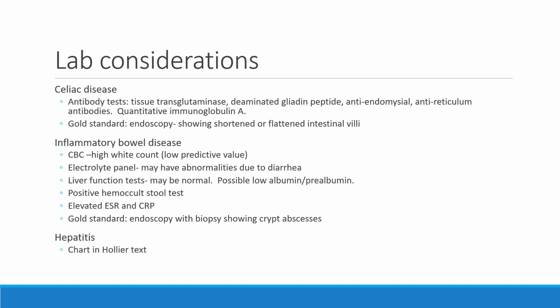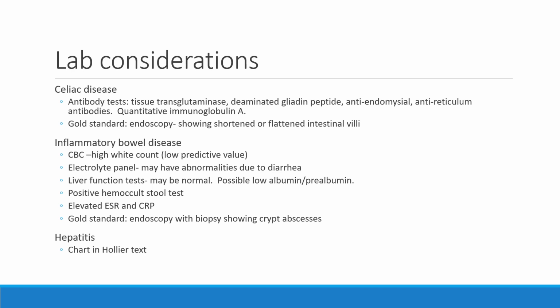There are some lab considerations that we need to think about in our patients who present with abdominal complaints, and I'm going to talk briefly about these. With celiac disease, this is an autoimmune disorder, so antibody tests can be done. They are listed here, such as the tissue transglutaminase, deaminated gliadin peptide, anti-endomysial, anti-reticulum antibodies, and the quantitative immunoglobulin A. The gold standard, though, is really endoscopy with biopsy, showing shortened or flattened intestinal villi.